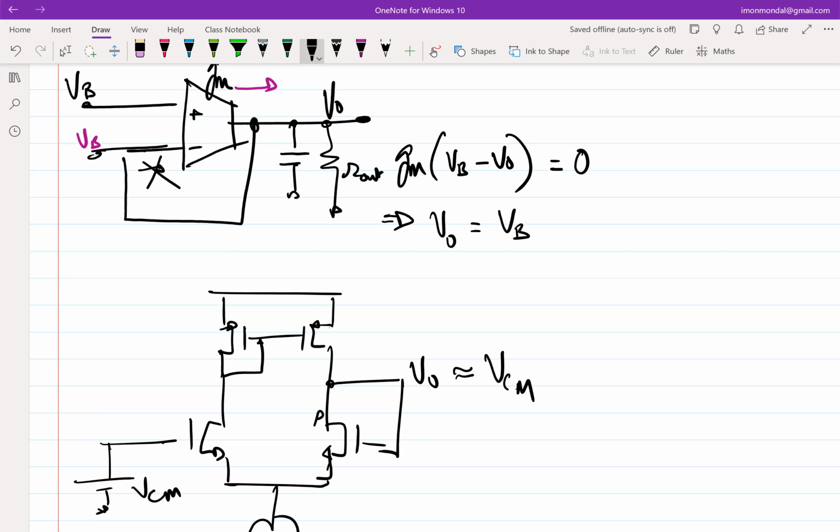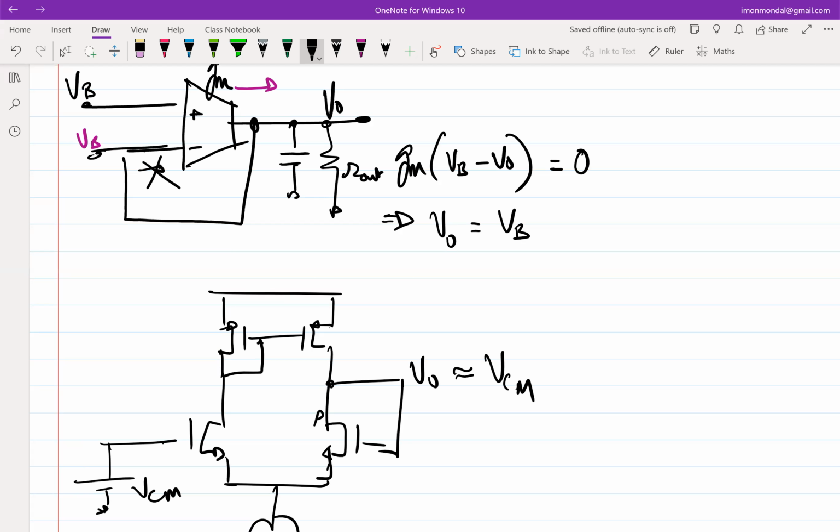So again, now let's say I change that VCM on the left hand side. What's going to happen to the right hand side? Let's say I increase VCM on the left hand side. What's going to happen to the right hand side? It is going to increase. If I reduce it, it's going to reduce as long as things are in saturation, right? So both the terminals move in unison.